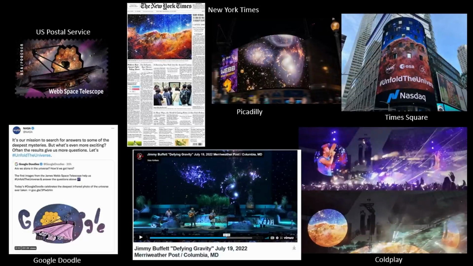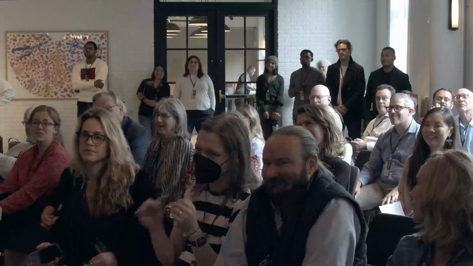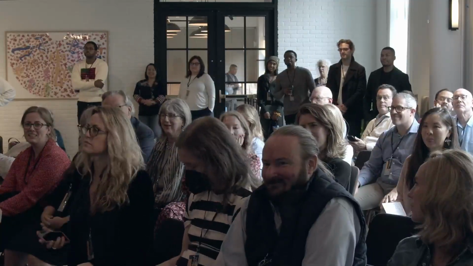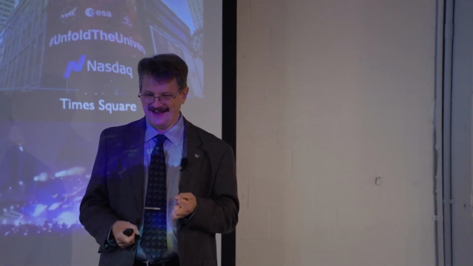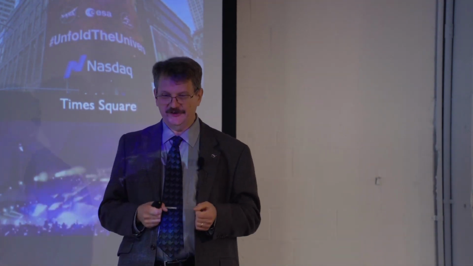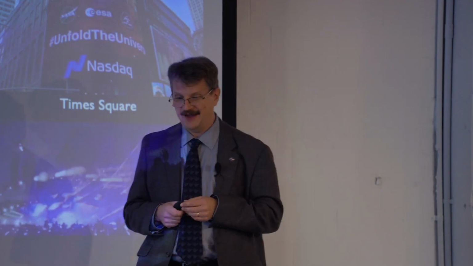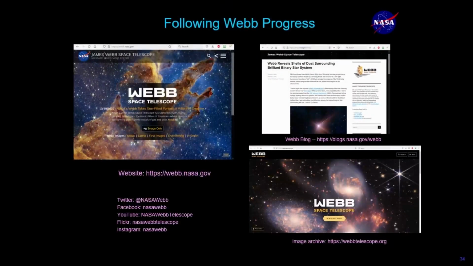We had a big impact on the public. Front page of the New York Times and Washington Post 2 days running. Our images were in Times Square in New York, Piccadilly in London. A couple of bands picked us up, Coldplay, and, very important to our project manager, who is a huge parrot head, he loved seeing Jimmy Buffett use our images in a concert in Maryland. We made the Google Doodle, and if you go to the post office, you can buy the Webb Space Telescope stamp. So I'm going to leave you with, there's a whole lot more to come.